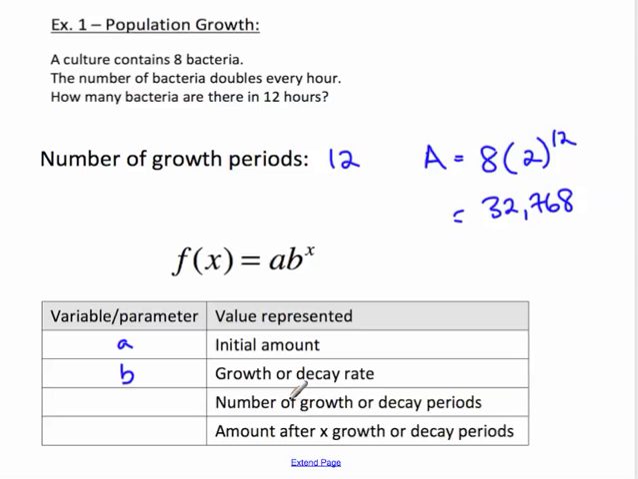The number of growth or decay periods is given by the exponent. And it's important to recognize that the whole exponent represents the number of growth or decay periods. It's not necessarily the time, although it can be if you set up the equation that way, but the exponent is always the number of growth or decay periods. And the answer, the whole thing, the output, f of x, is the amount after x growth or decay periods.